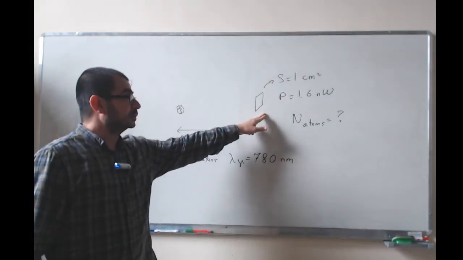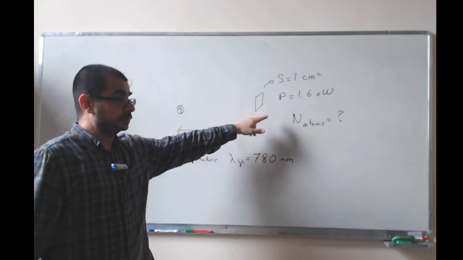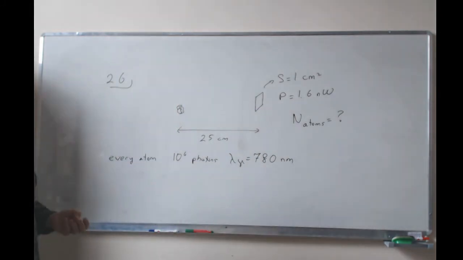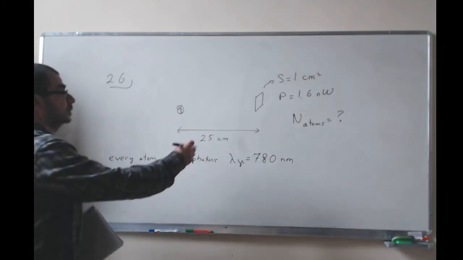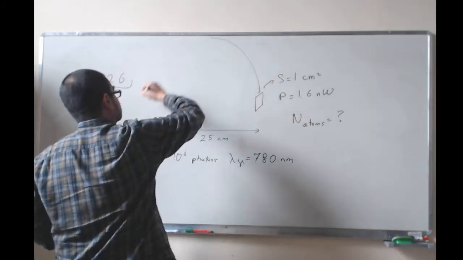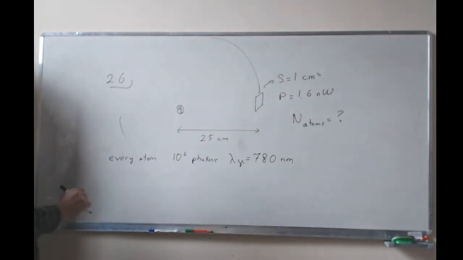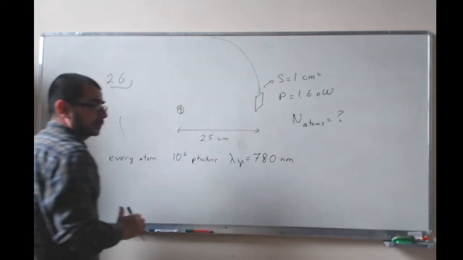Now what we have here is part of that total power. 1.6 nanowatts is not the total power that's emitted. This power is emitted isotropically in every direction, but we are seeing only a small part of this. Now what portion of this power are we seeing? Well, that should be proportional to the total surface of the sphere that is 25 centimeters away from this trap, divided by the area that we are actually seeing.